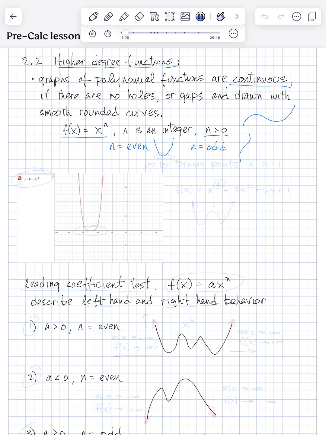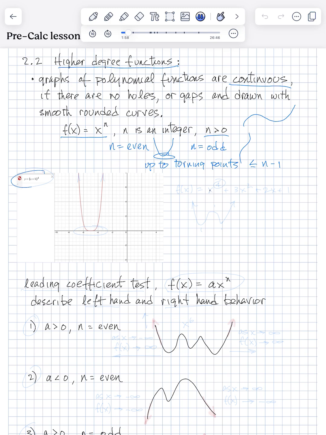And we know that the number of turning points is less than or equal to n minus 1. So if n is 2, you're going to have one turning point, like right here. If n is 3, we're going to have up to 2 turning points. If n is 5, you can have up to 4 turning points. But it doesn't mean you're going to have 4.